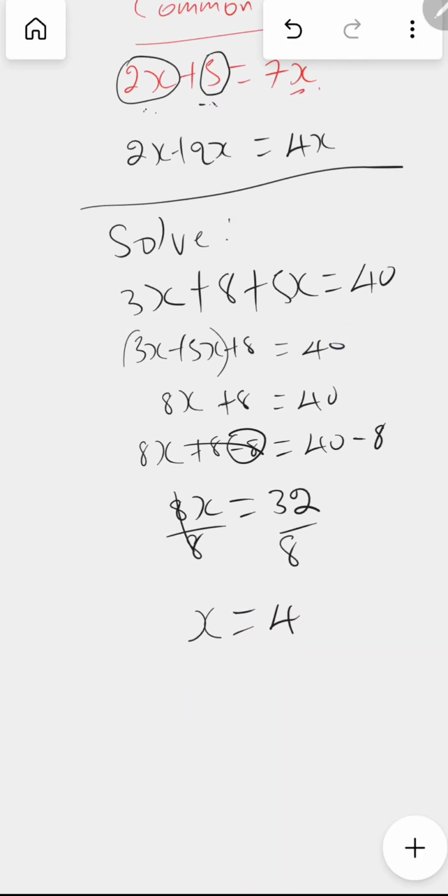So if you have gotten x equal 4, excellent guys. You are absolutely getting the hang of it and I'm proud of you. So for today we have learned to collect like terms, how to solve equations after simplifying, and how to avoid common mistakes.